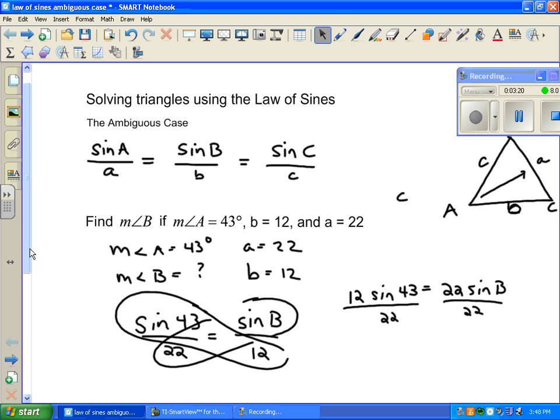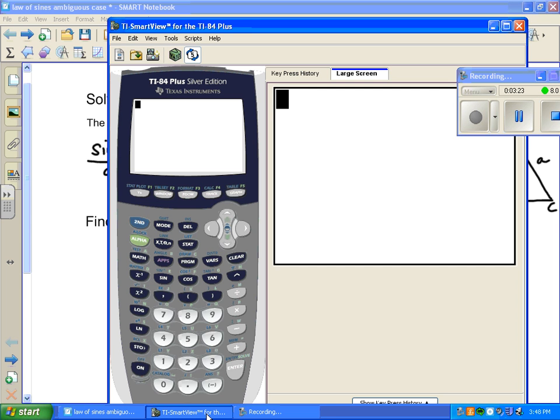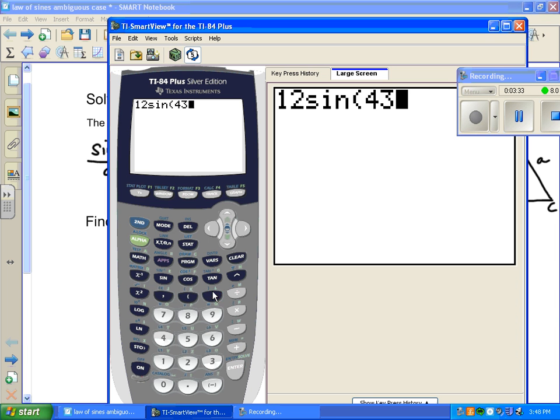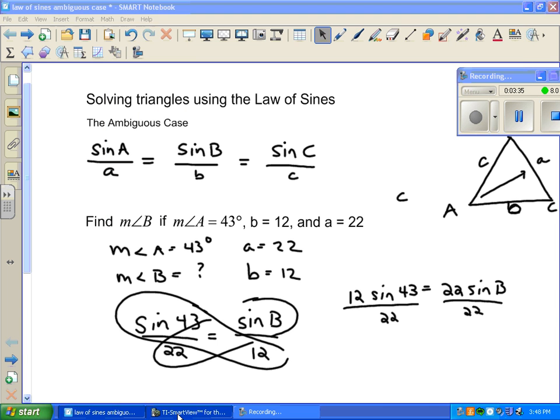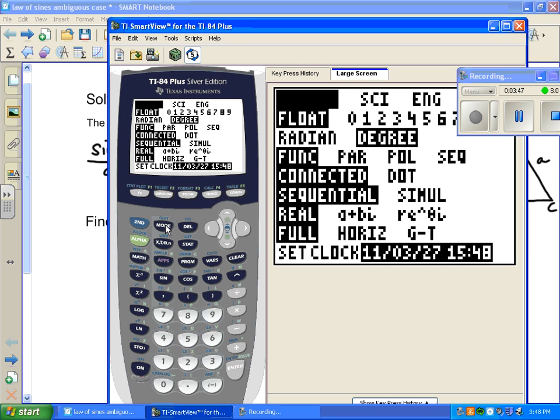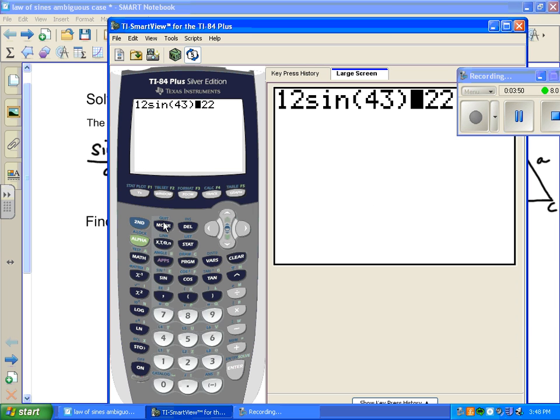Okay, so I'm going to go to my calculator. 12 sine 43 divided by 22. Make sure that you're in degree mode because we're taking the sine of 43 degrees. Hit enter, and I get 0.372.